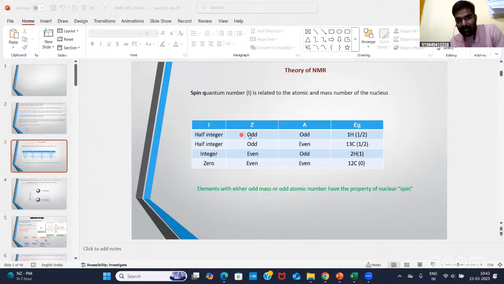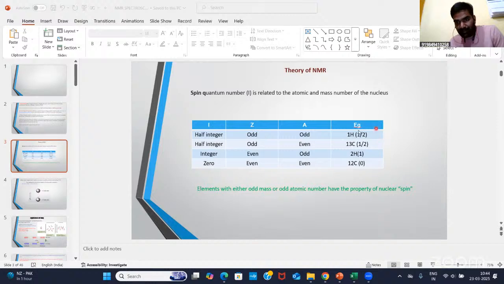When the atomic number is odd and the mass number is odd, there will be half-integral spin. When the atomic number is odd and the mass number is even, then it is also half integral. When the atomic number is even and the mass number is odd, then it will be an integral quantum number, that is, the spin quantum number is an integer.